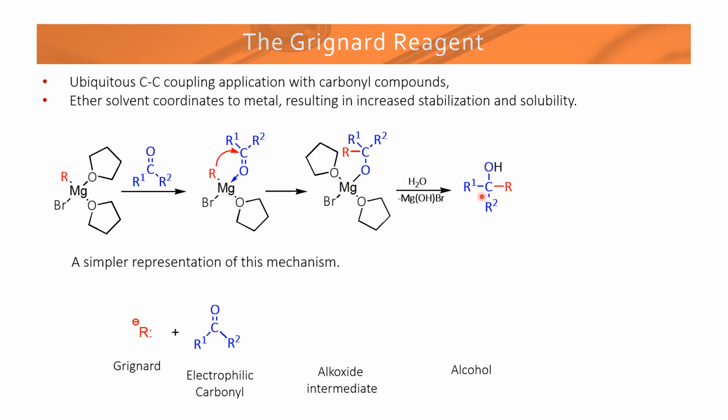to generate our product. The normal representation of this mechanism is we simply have the R group here as an anion representing our Grignard, attacking our electrophilic carbon center to realize an alkoxide, which we can then quench with a proton, whether it's from an acid or from water, to generate, in this case, an alcohol.